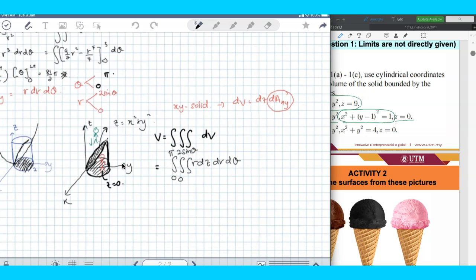Okay, now obtain the limit of z. You have to look at your solid here. So your lower bound is z equal to 0. And what is covering you? The covering is this surface. So this surface is coming from the ball, which is x squared plus y squared. But you have to change to polar or cylindrical, so this is r squared. So z goes from 0 to r squared.